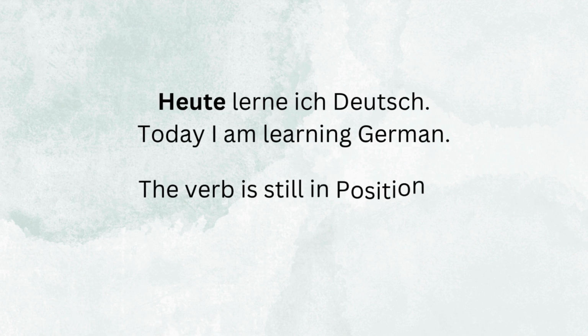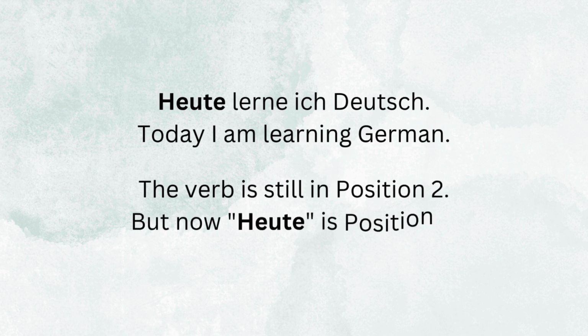Notice what happened. The verb is still in position 2. But now, Heute is position 1. That means the subject moves after the verb. English says, today I learn German. German says, Heute lerne ich Deutsch. Verb stays second. Always. Let's try another one.